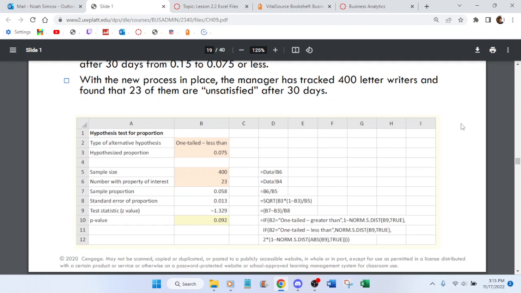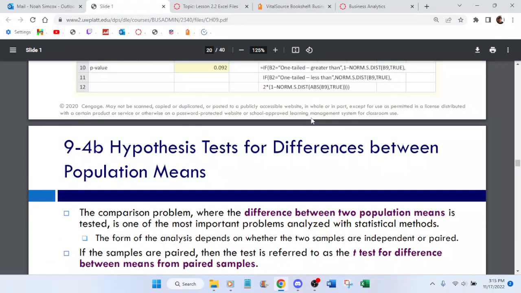Why are you doing that? Why wouldn't you just type the formula for it's less than, because we already know it's less, we want it to be less than. Wait. That is so complicated. They got a p-value of 0.09.